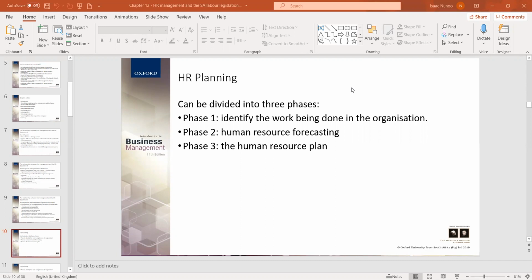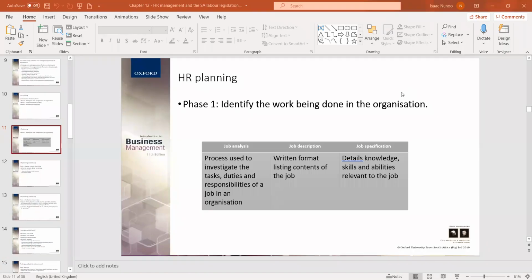Phase one, identifying the work done in an organization. Phase two, the human resource forecasting. And phase three, the human resource plan. We are going to take each of these phases and discuss them. One important aspect, the first phase, is identifying the work done in an organization.